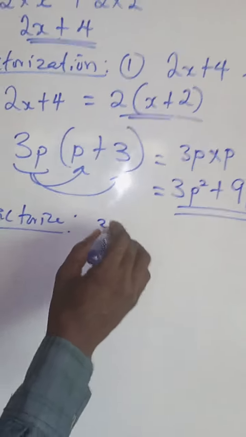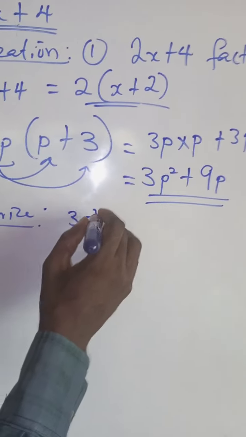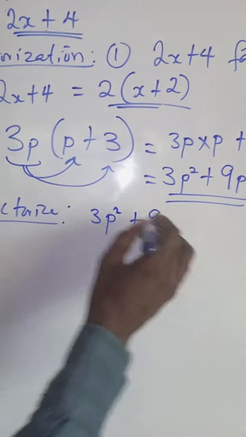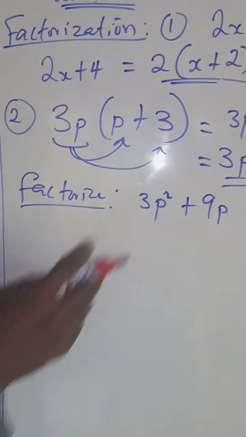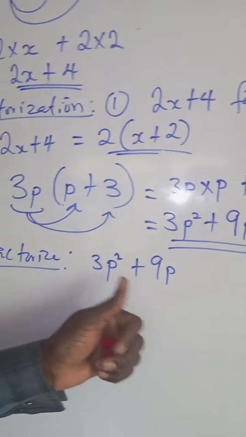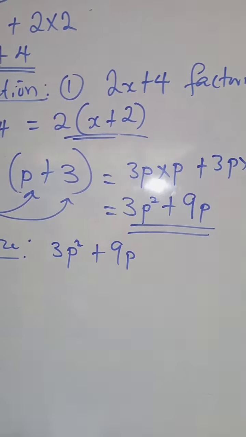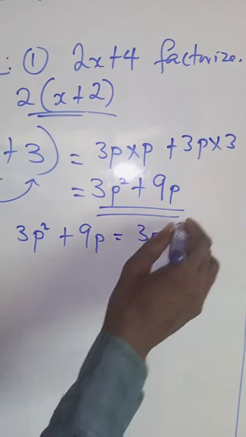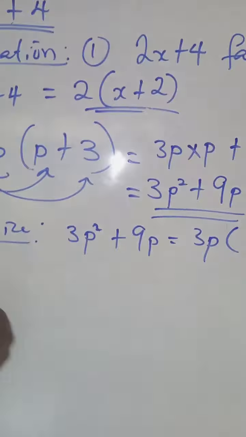this, let's say 3p squared plus 9p. So what I do is that what is common? The number 3 is common. I can see 3 there. And p is also common. So I write 3p. And I use the first one to divide by this.